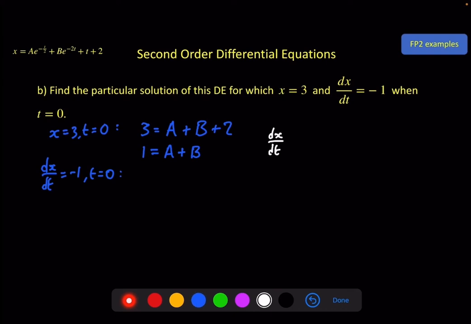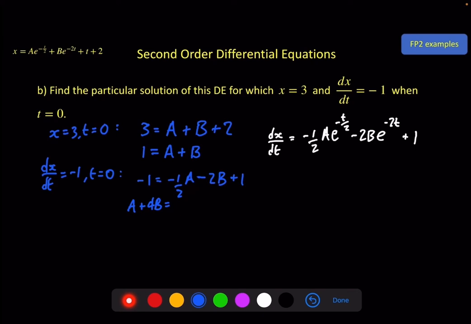dx by dt is equal to minus a half a e to the minus t over 2, minus 2b e to the minus 2t, and then don't forget the t, that differentiates to a plus 1, and the 2 differentiates to a 0. So if t equals 0, again, e to the 0 is a 1, and the dx by dt we're told is minus 1, so this says minus 1 is equal to minus a half a, minus 2b, plus 1. Rearranging that and getting rid of the fraction tells us that a plus 4b must equal 4.